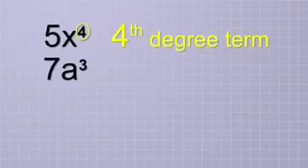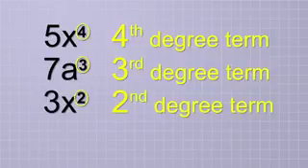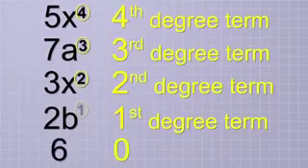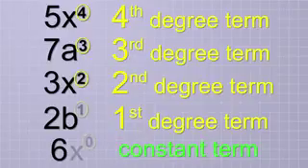And in this term, the power of the variable is 3, so it's a third degree term. Likewise, this would be a second degree term, and this would be a first degree term. Oh, and I suppose you could call a term with no variable part a 0 degree term, but it's usually just referred to as a constant term.